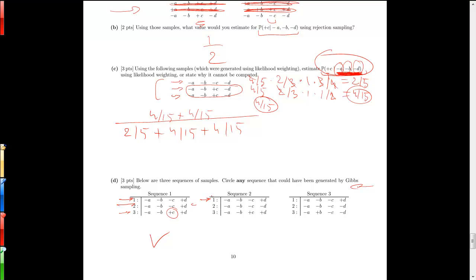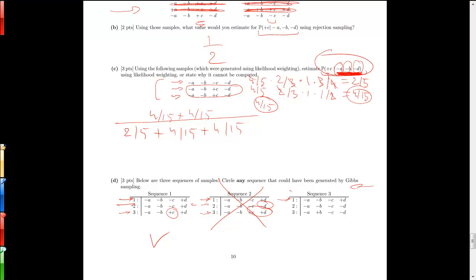For sequence 2 here, we start with an instantiation. Then we resample one variable. Only one variable changed, so that's consistent with what might happen in Gibbs sampling. Then in step 3, we resample again one variable, but we see that 2 variables changed. So this is not consistent with the Gibbs sampling procedure.